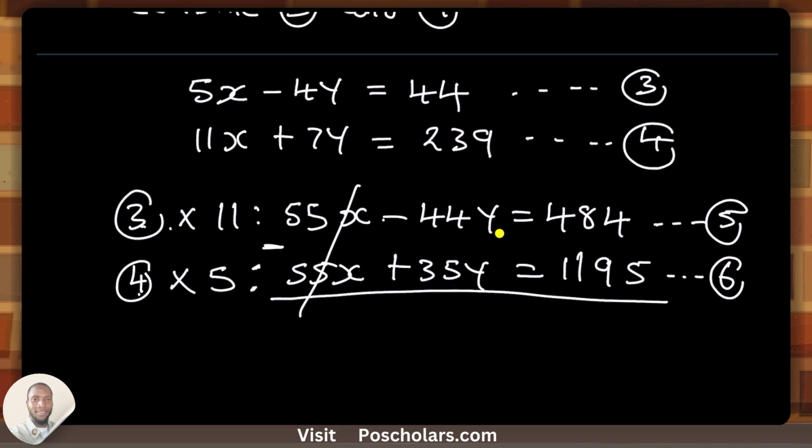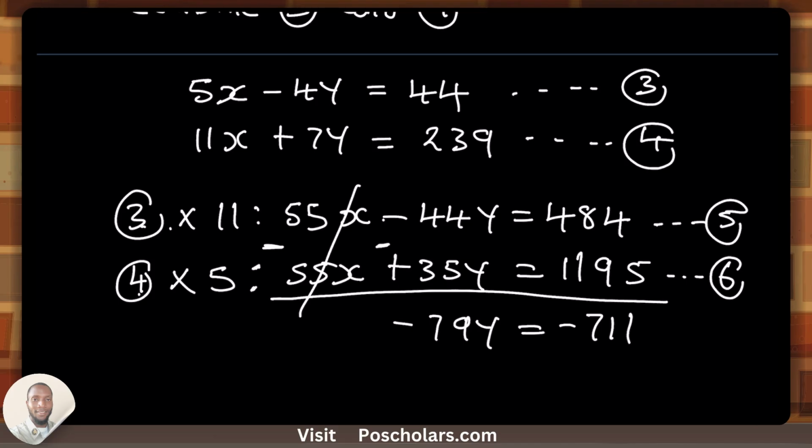Next, minus 44y minus plus 35y. You don't need to disturb yourself. Just say minus plus is what? It's minus. This is the new sign we are working with. There you can now say minus 44y minus 35y. That gives minus 79y, which is equal to, next, 484 minus 1195. That gives minus 711.